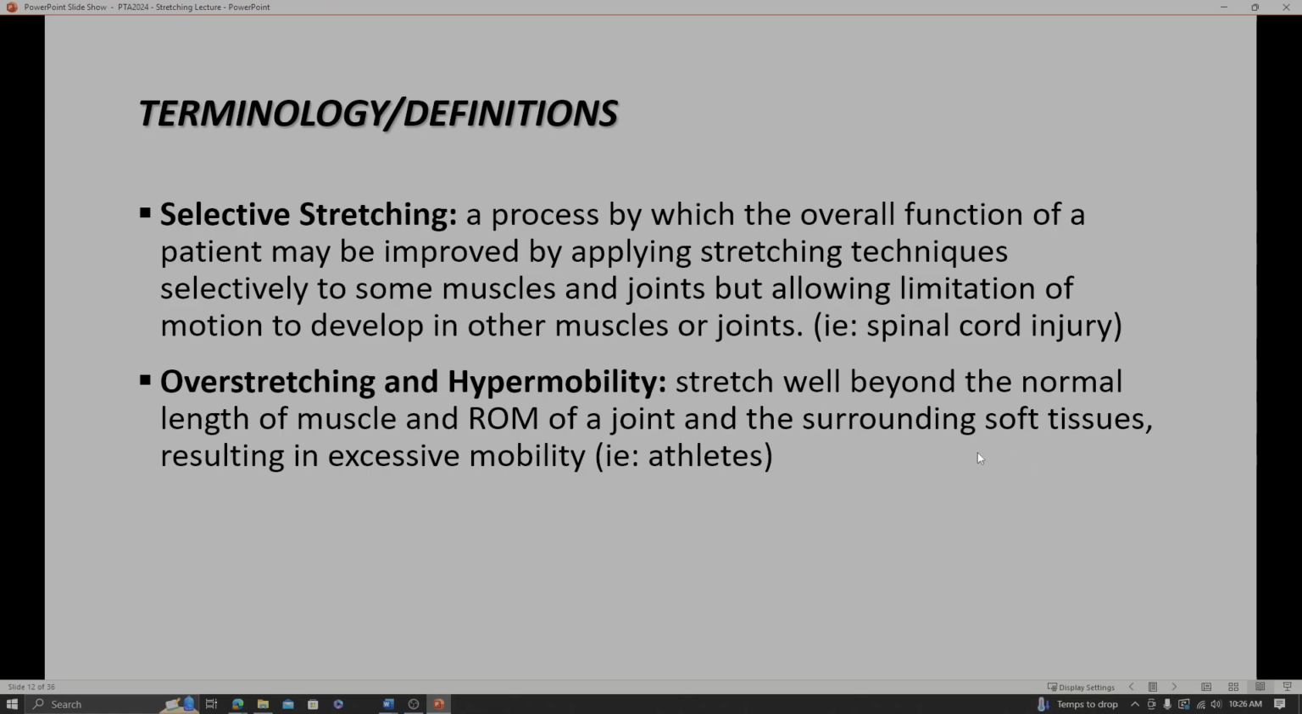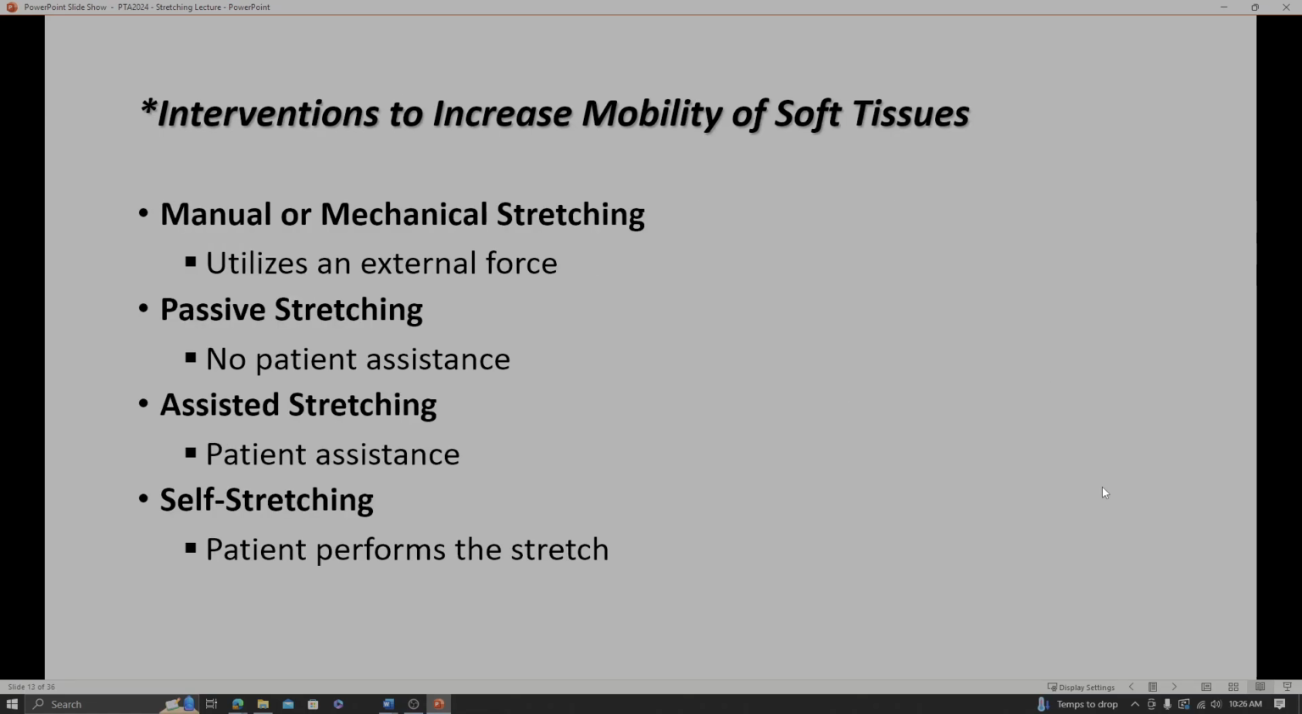On the other side of that too is if you have overstretching or hypermobility problems, stretching is not your answer, right? If you have a hypermobility issue, I'm not going to say, okay, let's just go ahead and stretch even more of the structures that are already overstretched, right? So you have to consider this in your intervention.